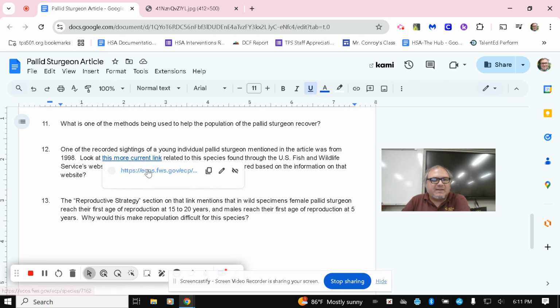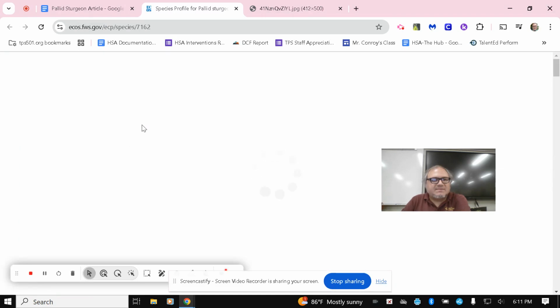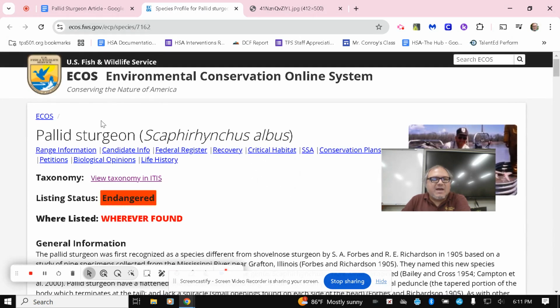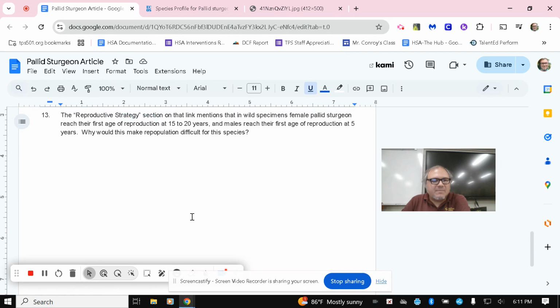So again, when I click on the link there, it'll take me to this. So again, this is U.S. Fish and Wildlife, and this is their little entry on the pallid sturgeon. I want to know, based on the information you can find there, is the pallid sturgeon still considered endangered based on the information on that website?